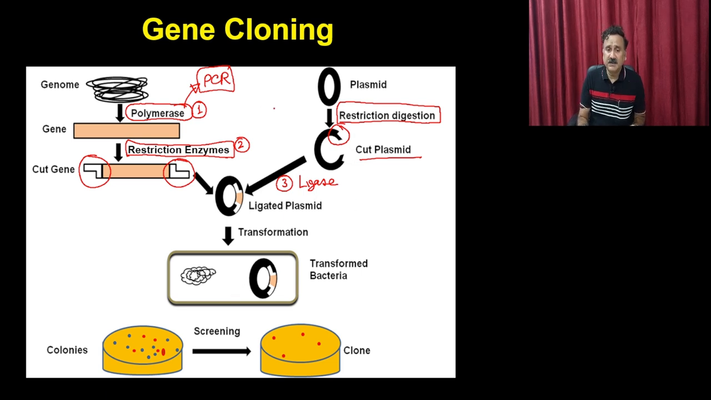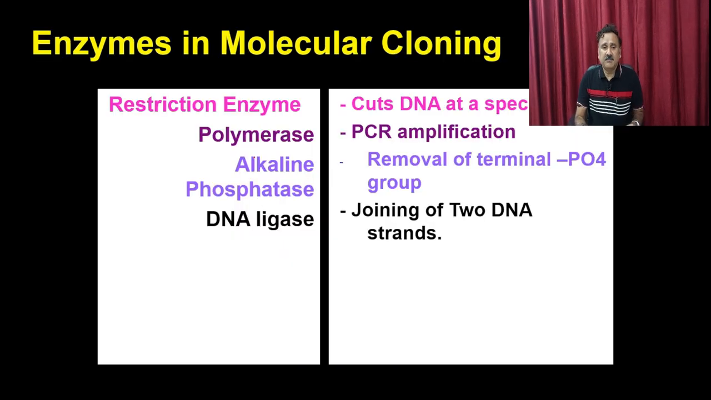Now, apart from these three enzymes, you are also going to use many more enzymes for the specific applications or specific tasks which you have to perform when you are going to do gene cloning. Some of the enzymes, like the restriction enzymes, you are going to use for cutting the DNA at a specific site.